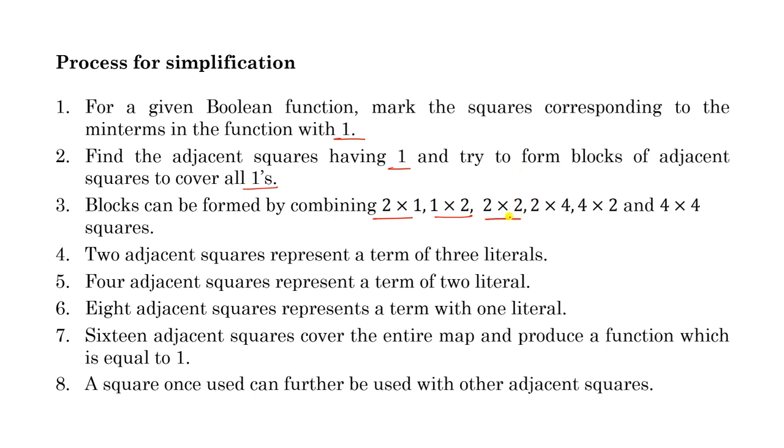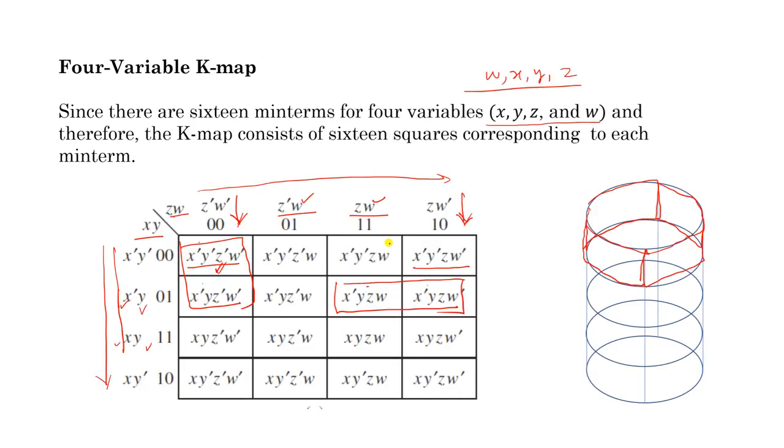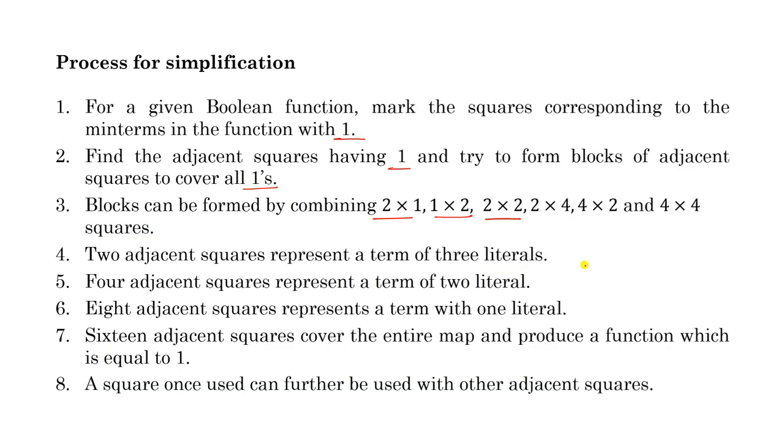Now a block of size 2 by 2. 2 by 2 means, suppose in these four places the terms are given in the function and you replace the terms with ones. And suppose in all these four places there is 1, then this will be a block of 2 by 2. Similarly, we may have a block of 2 by 4 or 4 by 2.